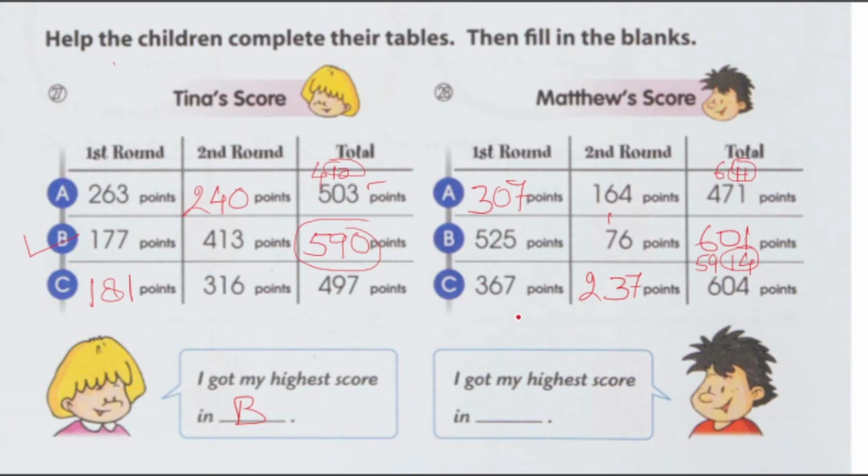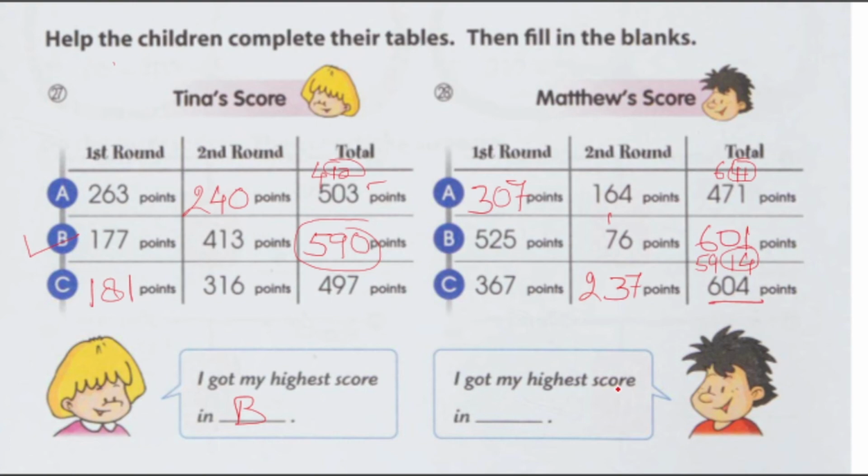Now just check the answer. 7 plus 7, 14, carried 1. 7 plus 3, 10, 0, carried 1. 3 plus 1, 4, 4 plus 2, 6. So we got the same answer. So our difference is correct.